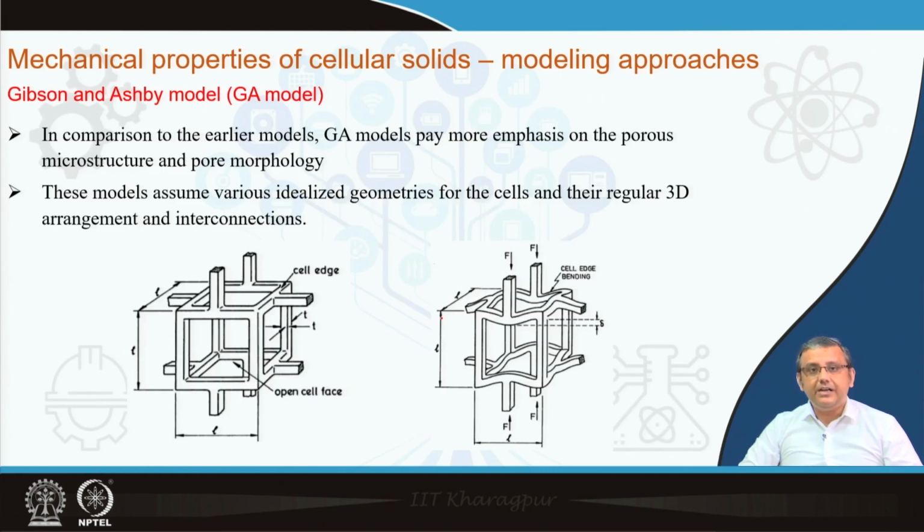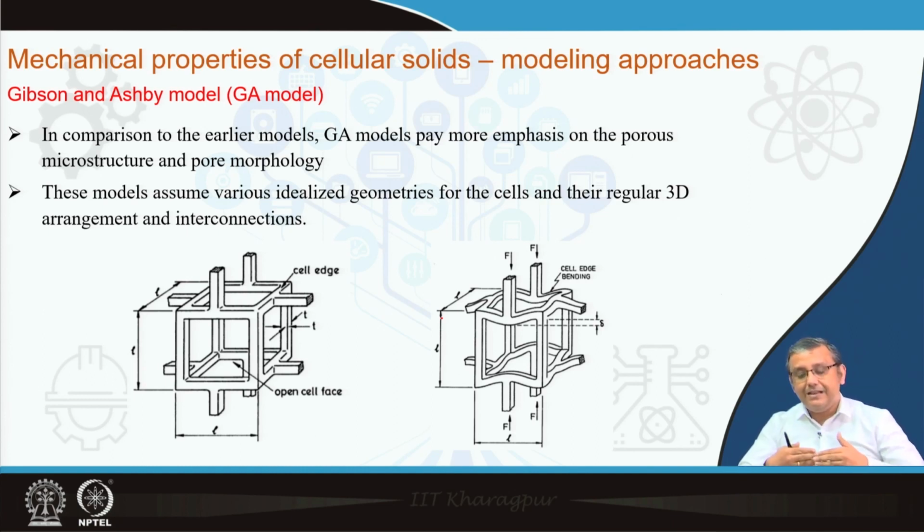The second approach, which is very commonly used and which will also be used extensively in this course, is the modeling approach proposed by Gibson and Ashby. These Gibson and Ashby models were initially proposed in the late 1990s, and are also available in the seminal book by the authors. In these models they put more emphasis on the porous microstructure and the pore morphology, and for different kinds of porous materials like honeycombs, open cell foams or closed cell foams, they assume simple shapes, in this case cuboid shapes.